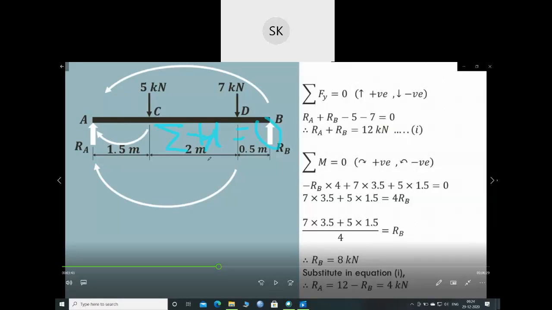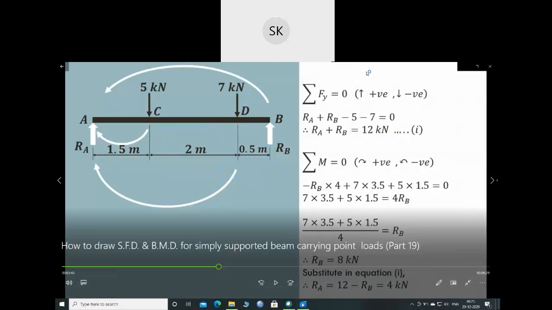or you can say summation of all the horizontal force equals to 0. Summation of V equals to 0, that means summation of all the vertical force equals to 0, and summation of moment about a point equals to 0. Right. So by using these three equilibrium equations, we have to find the support reactions. So we have 2 points here, one is A and B.